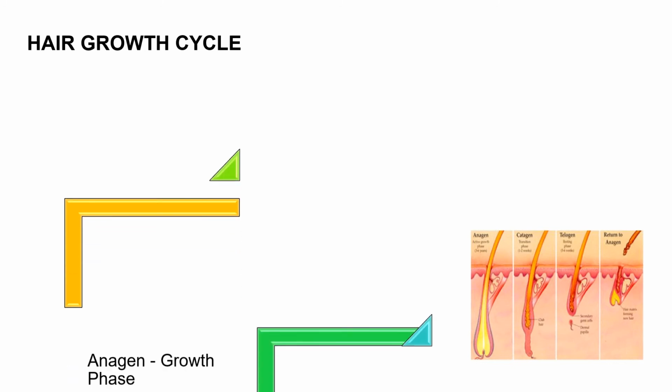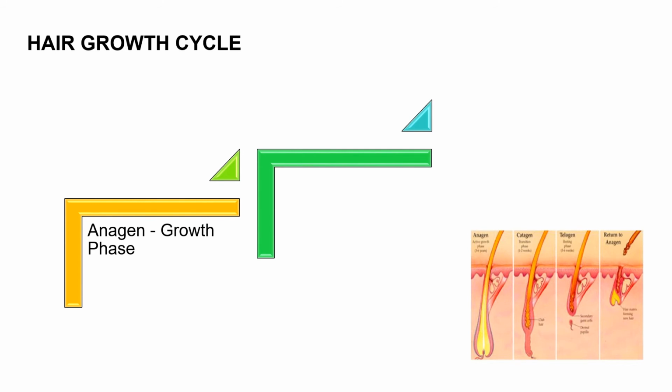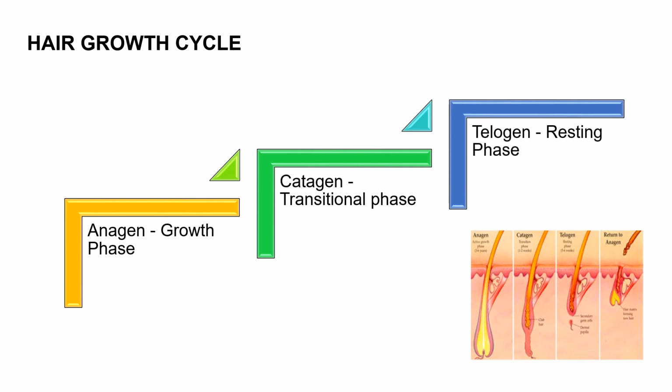See how the hair growth cycle is. You can see in the picture how your hair grows and then goes back to regrowth. So the first is anagen, the growth phase. That is the first phase of your hair when it starts growing. Then is catagen, the transitional phase. Then is telogen, the resting phase. Post that, it is back to anagen again. So that's the life cycle of hair growth.